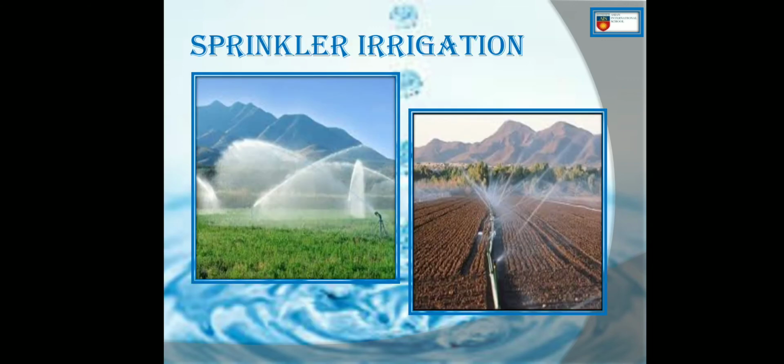Sprinkler irrigation. It is also called rain irrigation. In this system, water is sprayed into the air from a pipe. The water then falls on the plant. This style of irrigation is seen in Rajasthan, Haryana, Madhya Pradesh and Kerala.